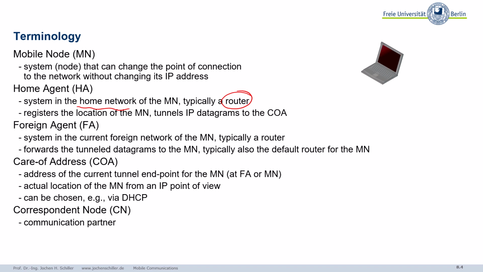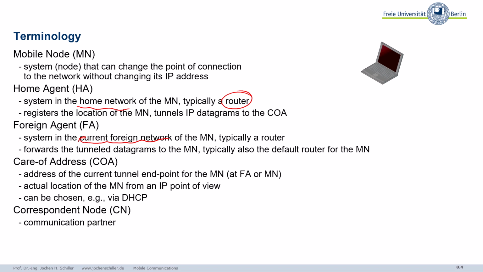This home agent is important to register the location of your mobile node, and this home agent also tunnels IP datagrams to a so-called care-of address. I will explain it in a second. The other type of agent is a foreign agent. That's a system in the current foreign network. Also a router, for example, and this agent can forward tunneled datagrams to the mobile node. Quite common, this is the default router for the mobile node. Now, what is the care-of address?